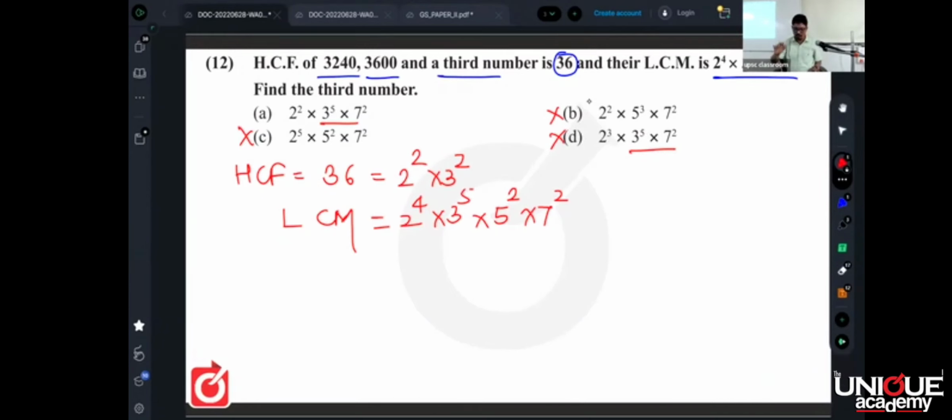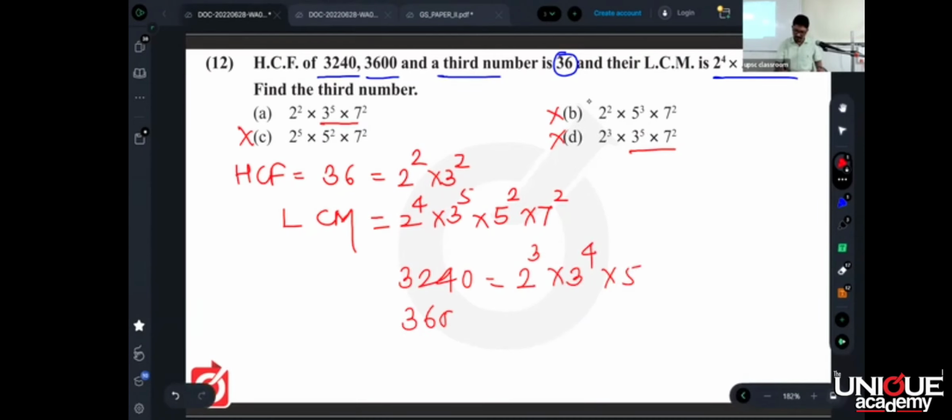Okay, right now we'll do it in the book, how it would have been given. HCF is 36, 2 square into 3 square. LCM is 2 raised to 4 into 3 raised to 5 into 5 square into 7 square. Now the first number is 3240. Just a minute. 3240 is 2 raised to 3 into 3 raised to 4 into 5. If you have tried to get this one, it is like this. Now 3600 has factors 2 raised to 4 into 3 square into 5 square, and the third number, let it be x.